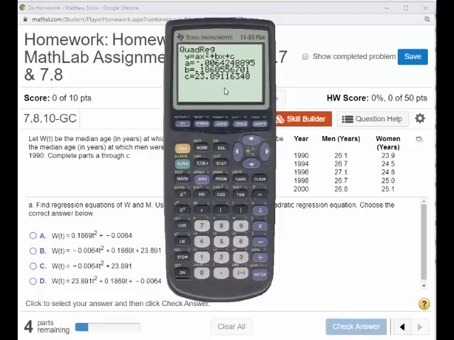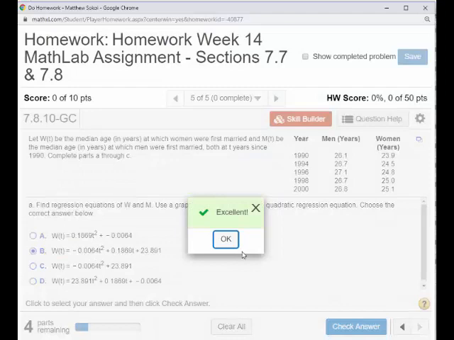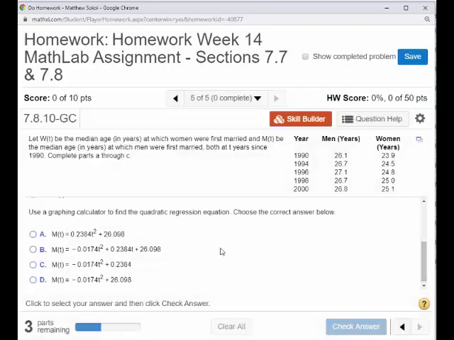Here you look and see if there's a corresponding equation down here that matches this. The value of A is negative 0.0064. I got it right there. B is 0.1868, that's pretty close right there. And C is 23.891. Boom, right there. I got it. Now do the same thing for men.